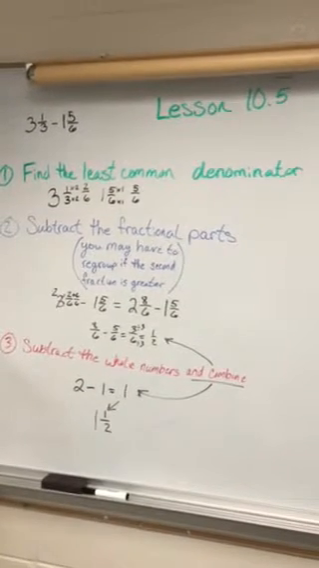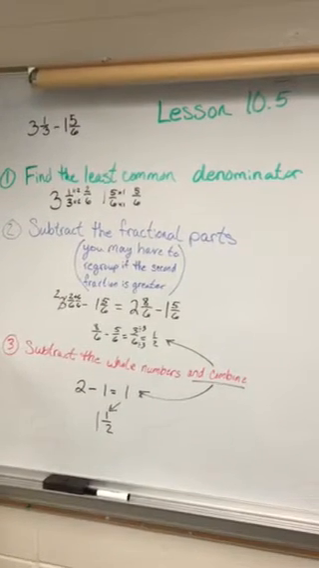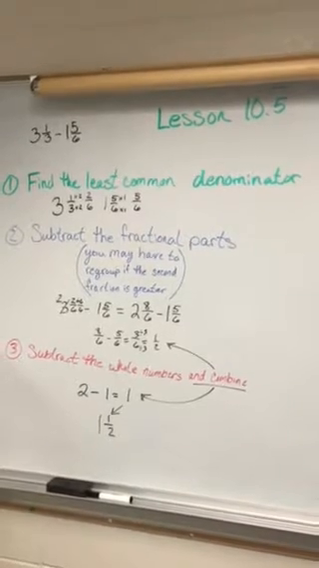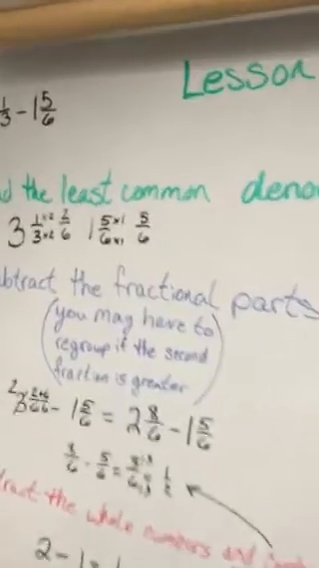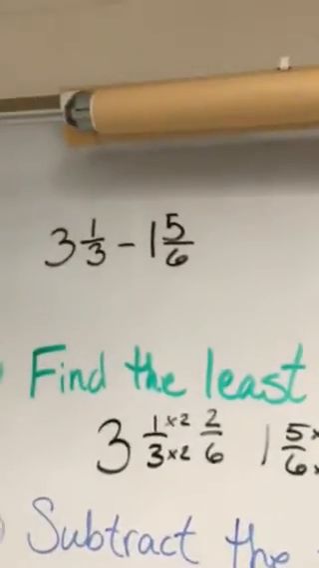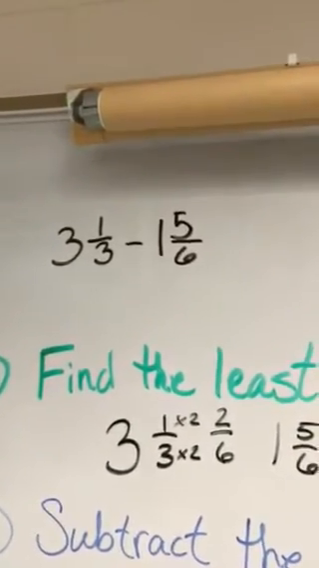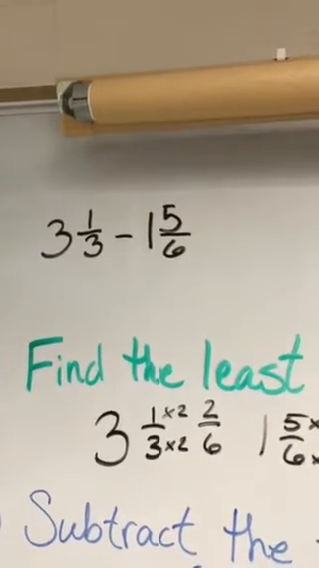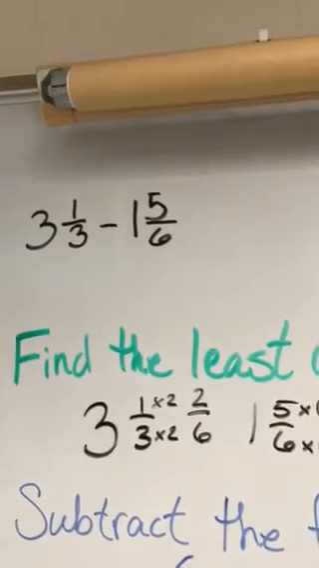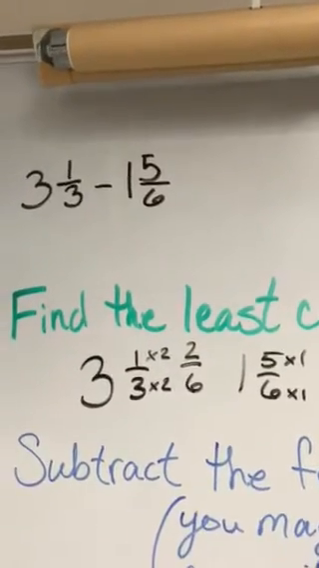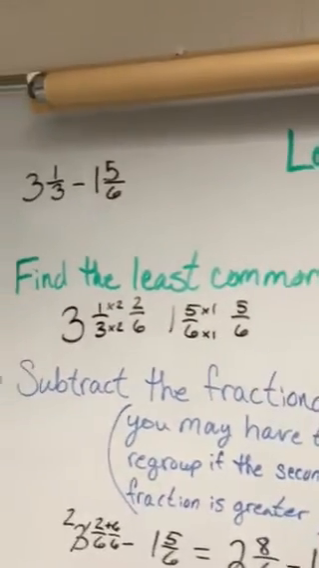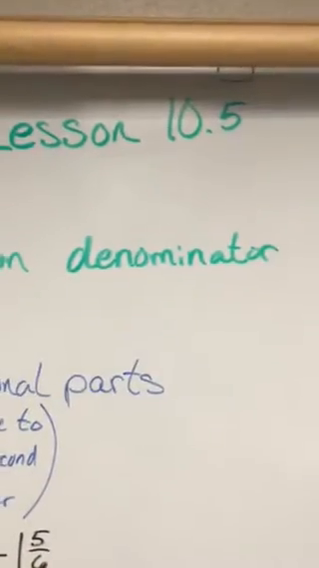Lesson 10.5. This lesson is going to be almost the same as yesterday's lesson, so I'm going to try to go quickly and get through it. We're going to start off with the expression 3 1/3 minus 1 5/6. Yesterday we were adding, today we're going to subtract, and you'll see that the steps are pretty much the same. Step 1 says to find the least common denominator.